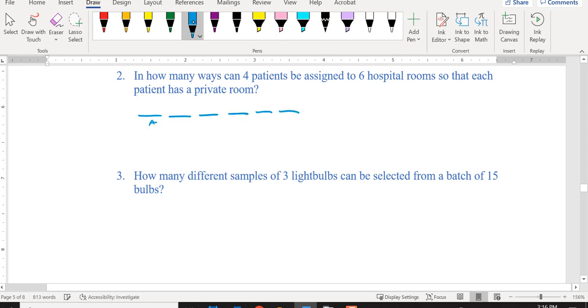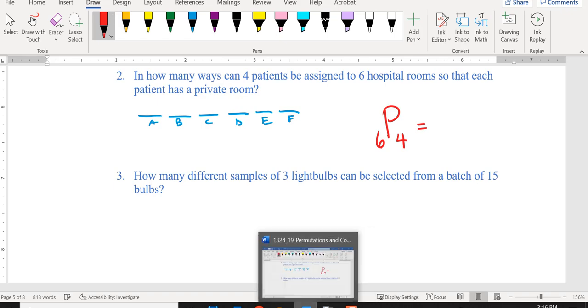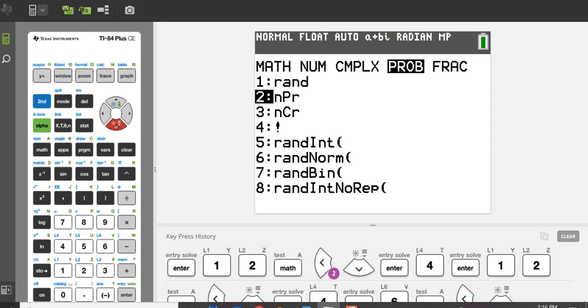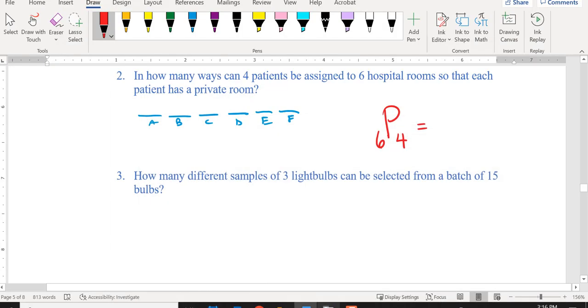We're going to call it room A, B, C, D, E, and F. You've got 4 people to choose from. Order will matter, so we're going to do the permutation of 6, pick 4. And I get 360.